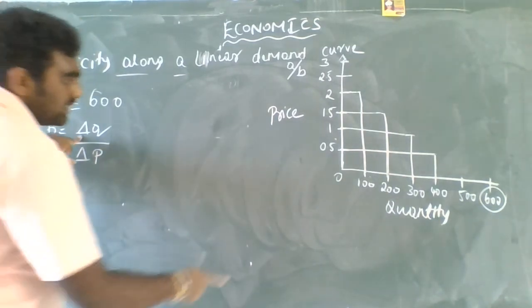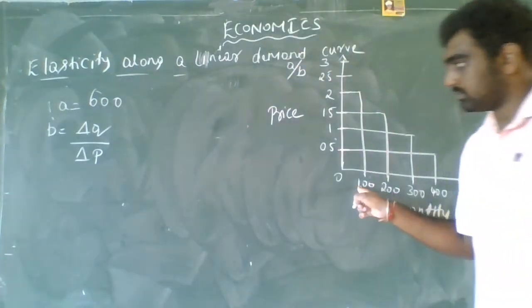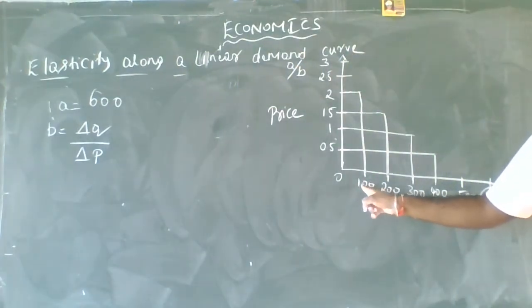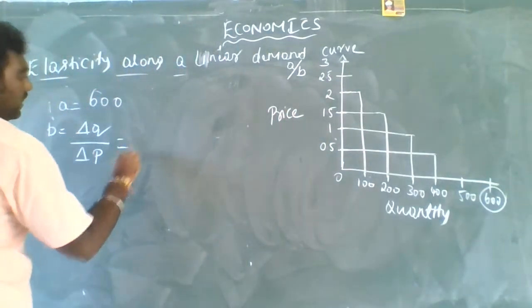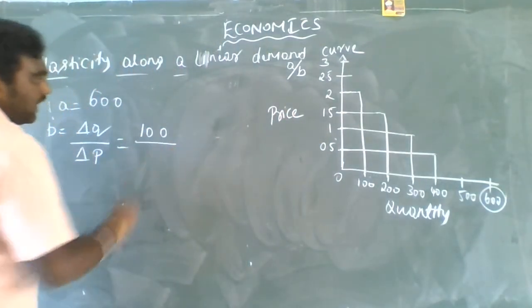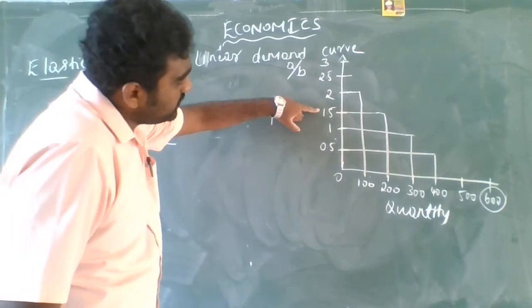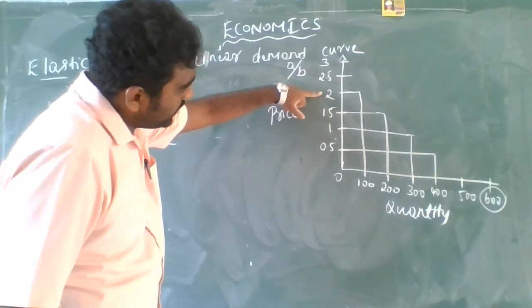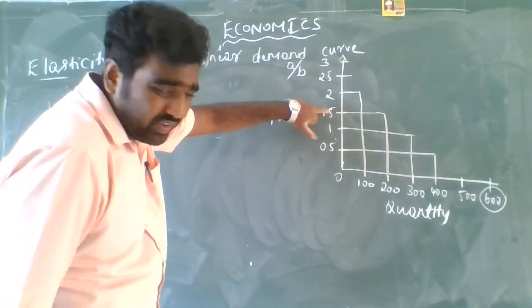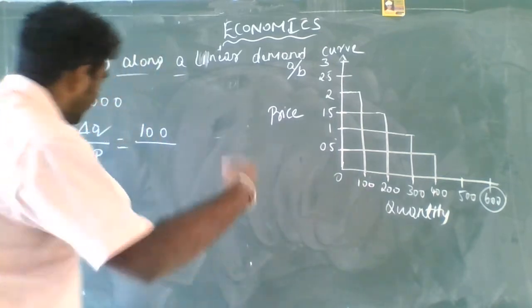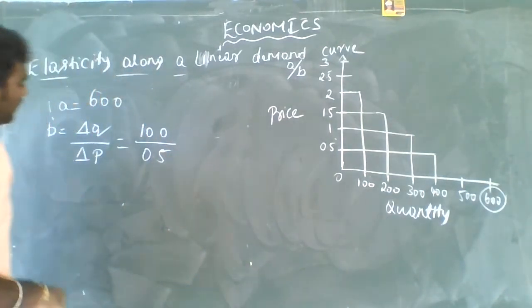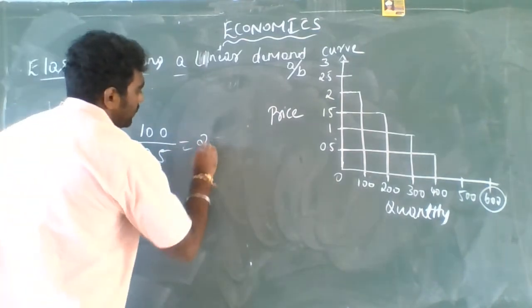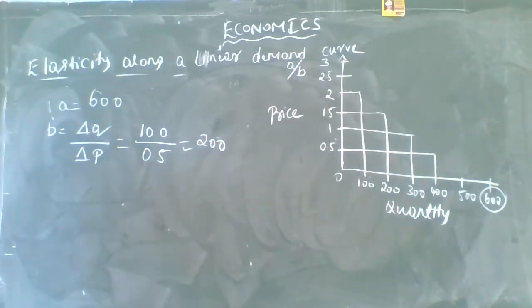So here, guys, the change in quantity from 100 to 200 was 100. And the change in price from 2 to 1.5 is 0.5. So it is minus 0.5, but we are not considering the minus, so let us take 0.5. So B is nothing but 200.